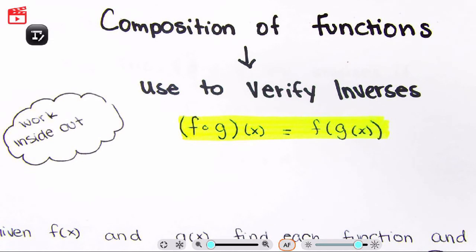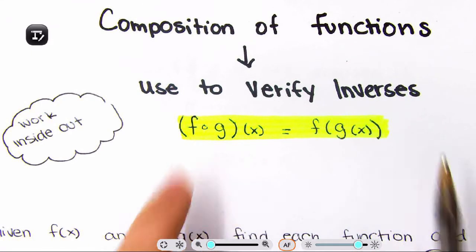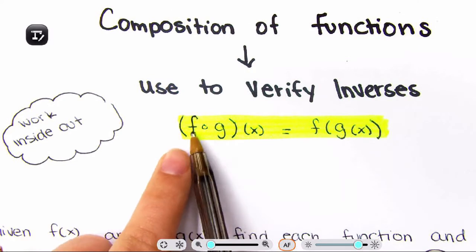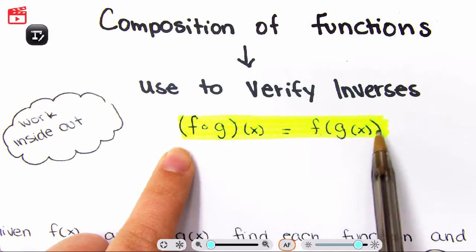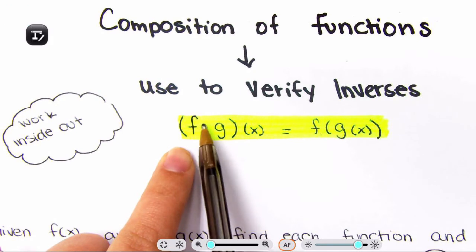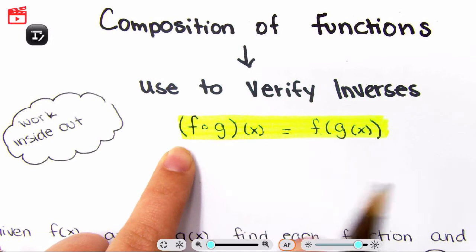Alright, so composition of functions is a function inside of a function. There are two notations for it. We have this notation and then we have this notation. We're going to read it the same way: f of g of x. So this is not a small circle, so we are not saying "f o g x." No. We're saying f of g of x.